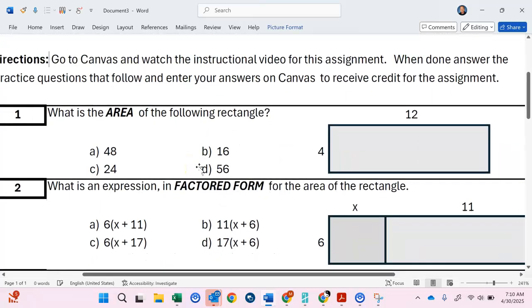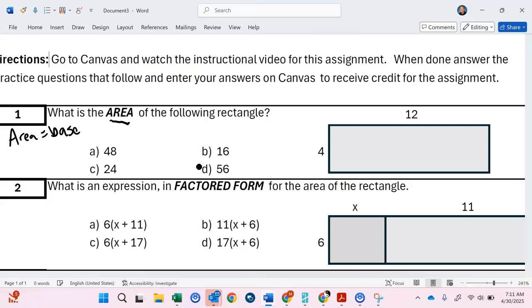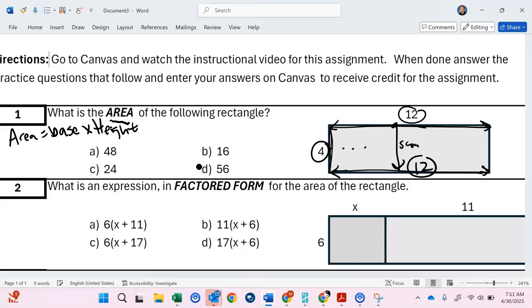So if we're looking for the area, remember that area is always going to be area equals base times height. The base is either going to be the bottom, how long is that from there to there, or the top. The top and the bottom are the same. If this is 12, then the bottom is also 12. And the height is the same as the height over here, so this is also 4.